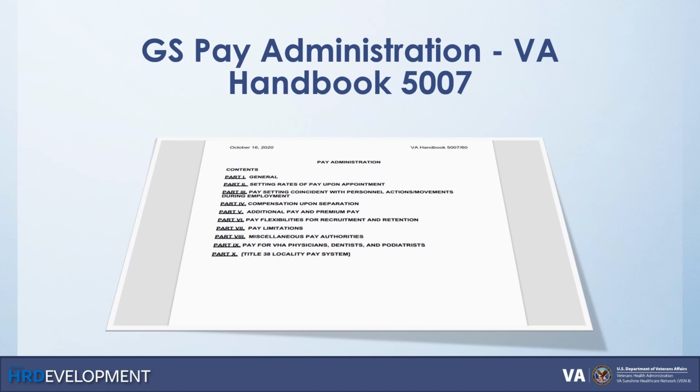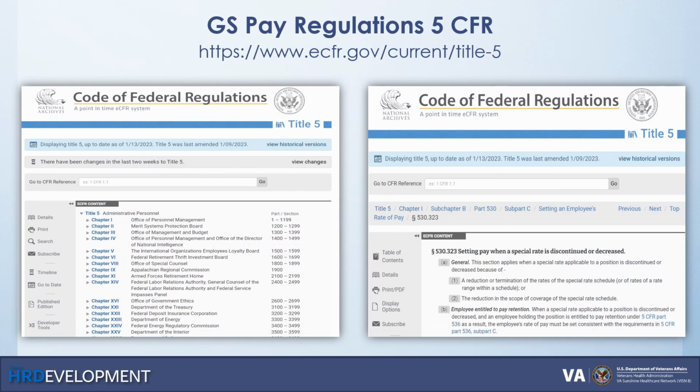When referencing GS pay, be sure to review VA Handbook 5007. Also review the GS pay regulation, 5 CFR. In the 5 CFR, you will find the GS pay regulation if you look at Chapter 1, Subchapter B, Part 530, all the way up to Part 551, which will cover all about GS pay regulation.